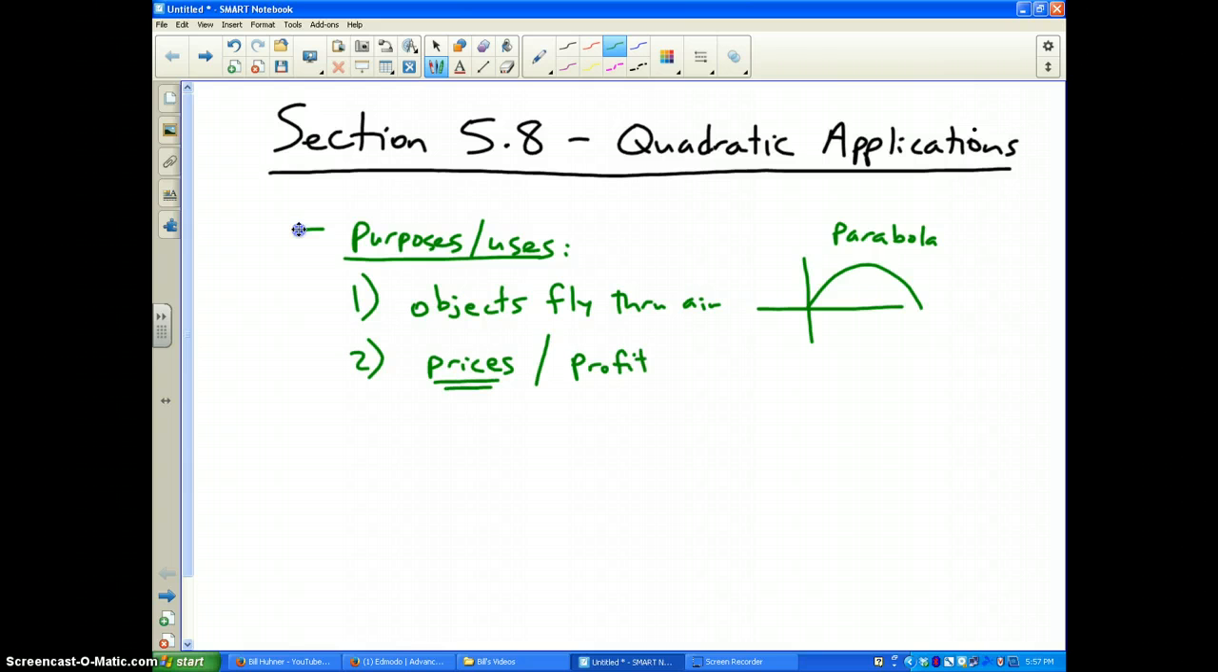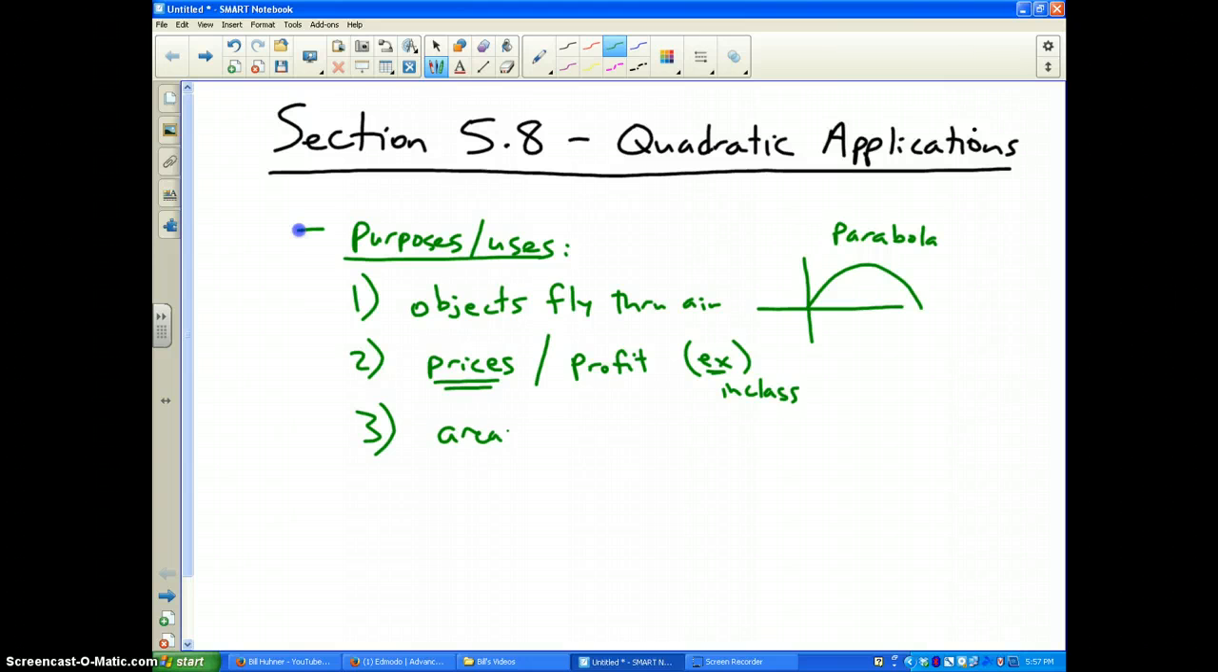Second, in business applications, you're dealing with setting prices versus how much profit you make. And this example I'll actually describe for you in class. But prices versus profit is another example of where quadratic functions can describe a problem.